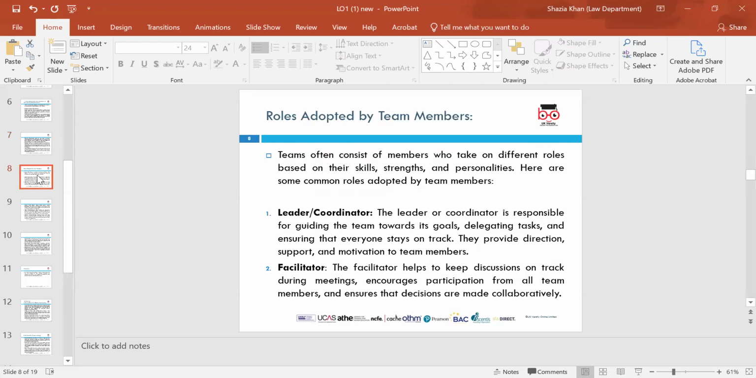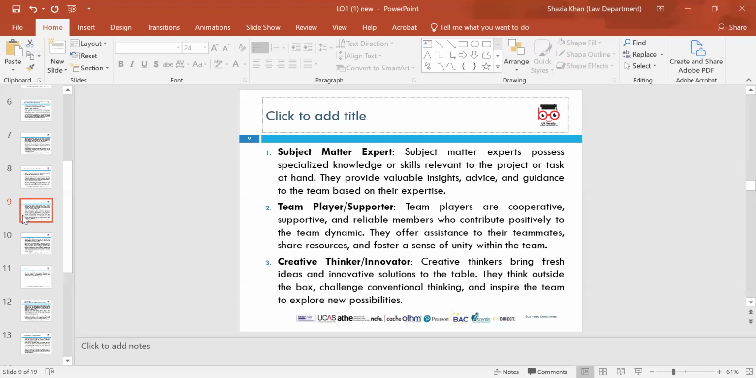Sorry, I'm just moving on. Roles adopted by team members. So teams often consist of members who take different roles based on their skills, strengths and personalities, and here are some common roles adopted by team members. And this could be, do you watch The Apprentice, where they give someone the role of the leader? So the leader is responsible for guiding the team towards the goal. And they do that in The Apprentice, where they support and motivate the team members. Then you have the facilitator, and they help to keep discussions on track during meetings, and they encourage participation from all team members and ensure that decisions are made collaboratively. So yeah, it's literally like The Apprentice.